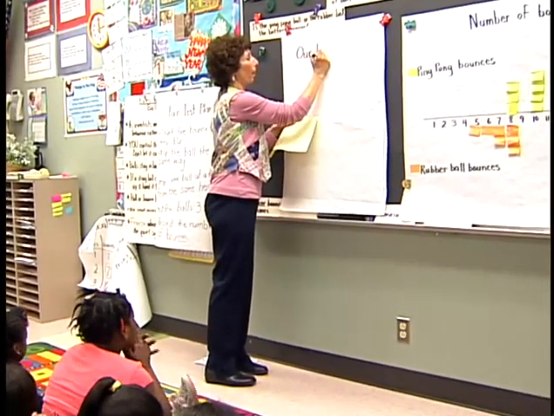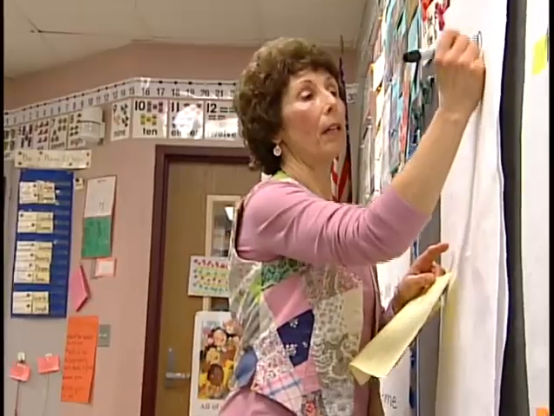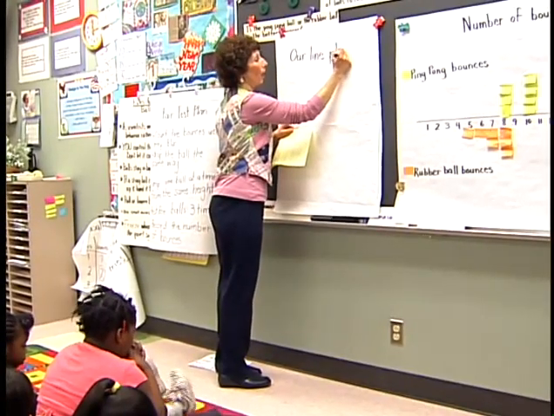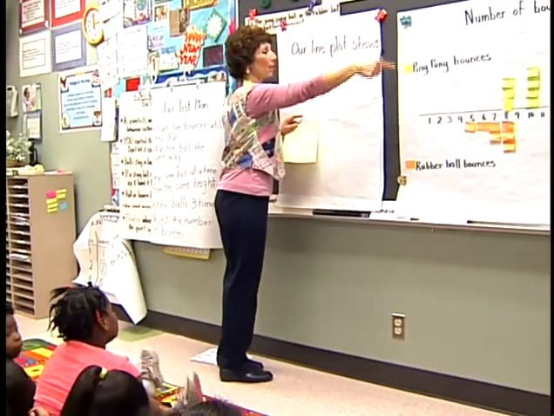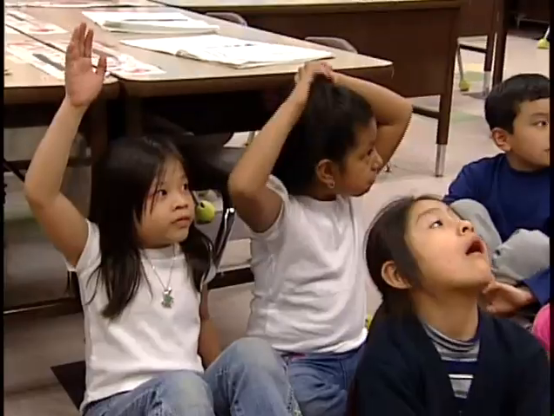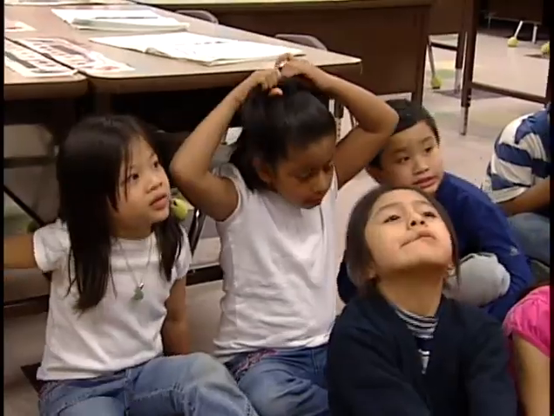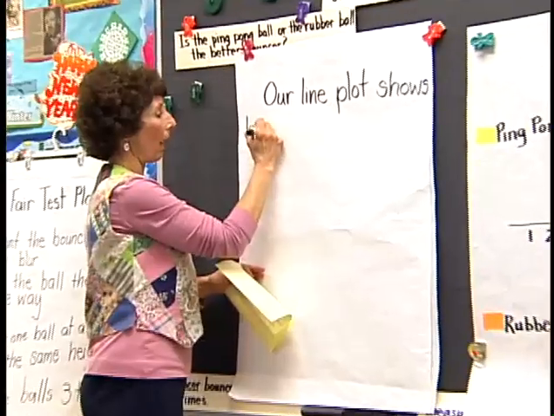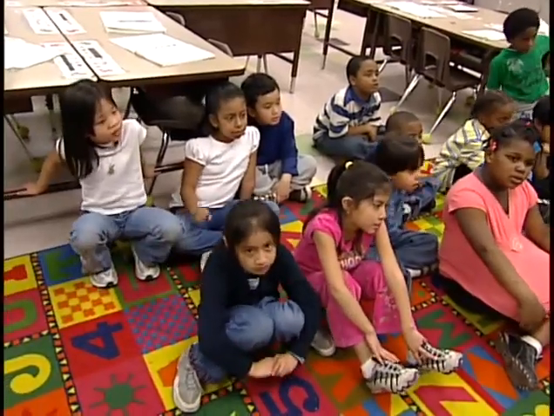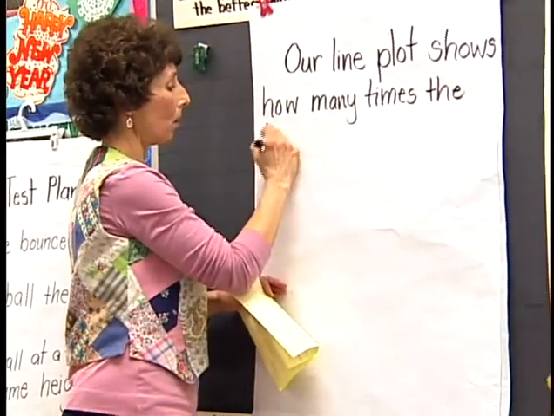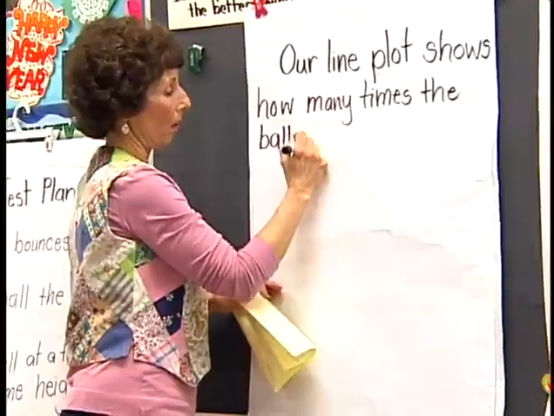During shared writing, I'm trying to get them to think about what we just did and how to verbalize it and then put it on paper. What does this show? What do those numbers show up there? It shows how many times the balls bounce. So I show them that they can take that information and I put it right into the sentence. Our line plot shows the number of bounces the balls made.